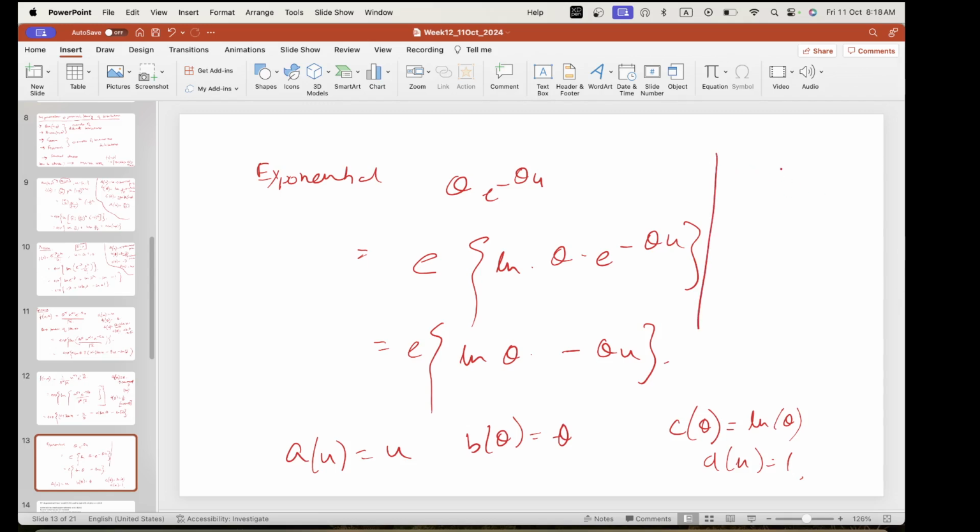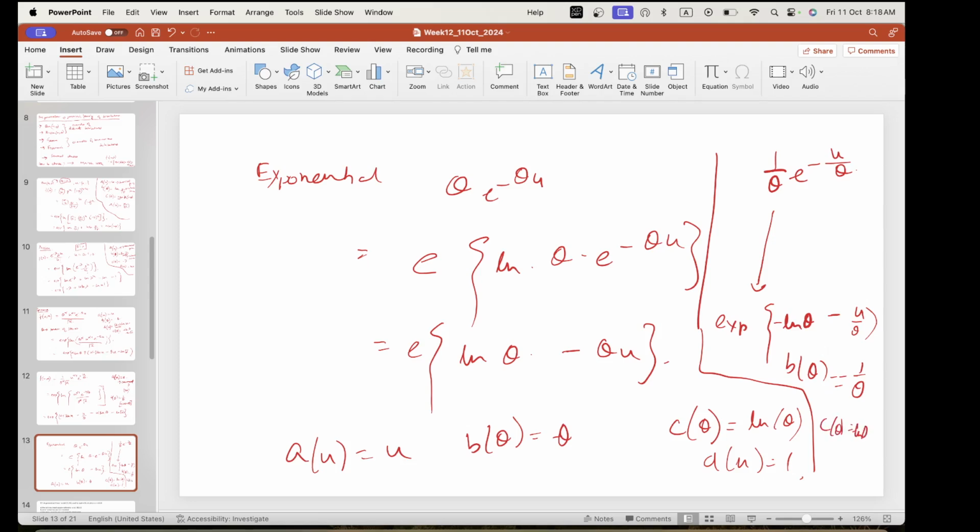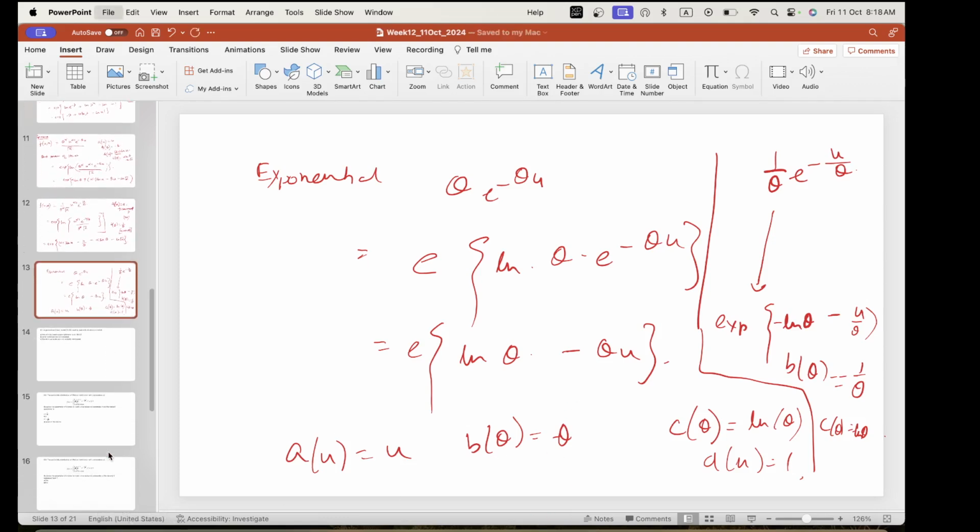But similarly, if we have 1 by theta e to the power minus u by theta, then this will come down to exponential of minus ln theta minus u by theta. So in that case, B theta would become minus 1 by theta, and C theta would be minus ln theta, which is fine. Alright, so in cases of exponential and gamma, please be careful as to how the distribution is parameterized, and accordingly you should follow.